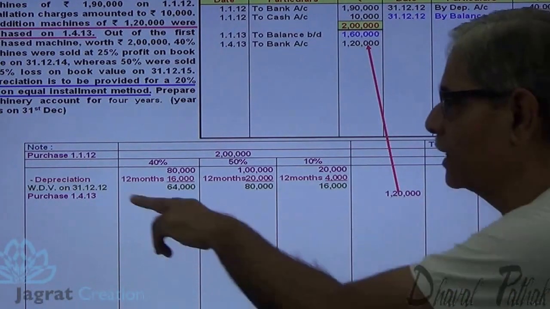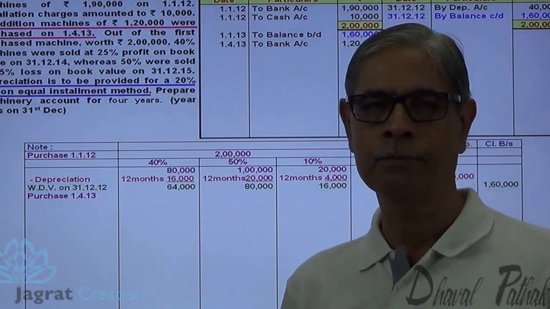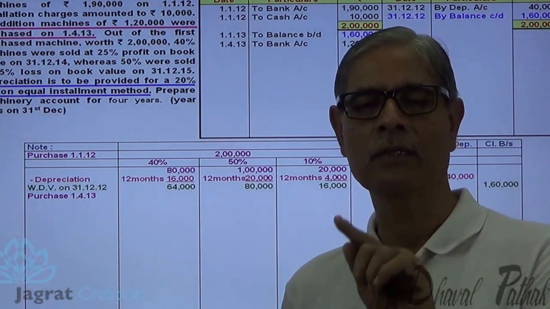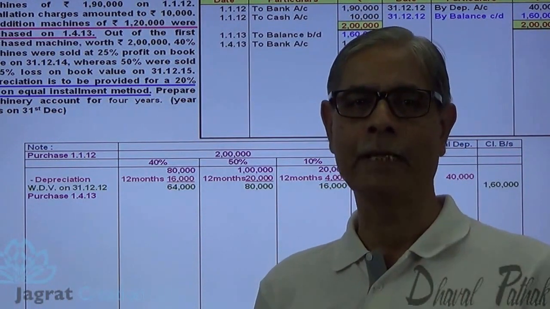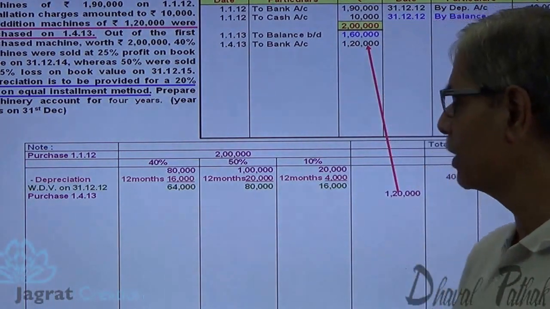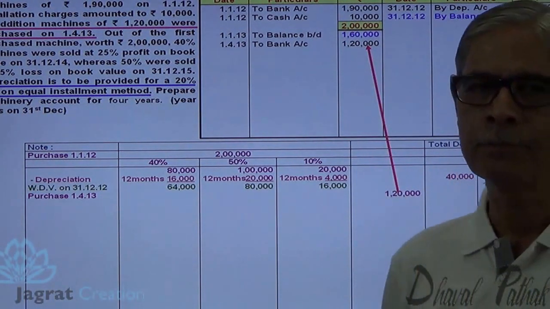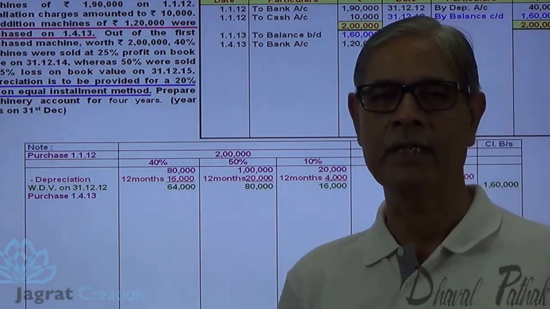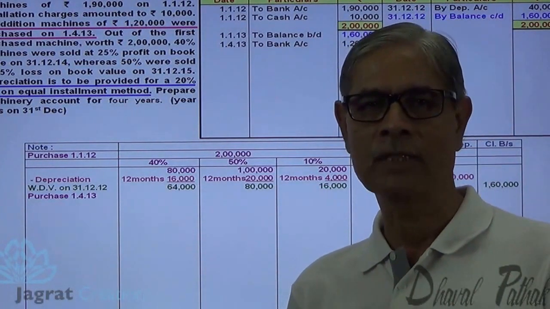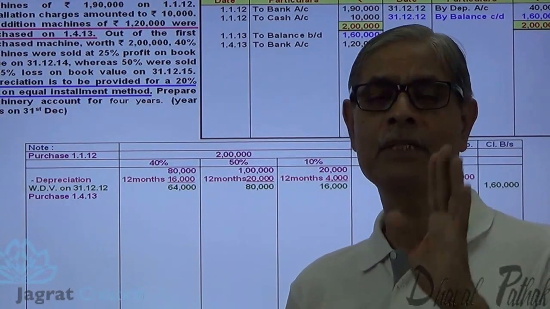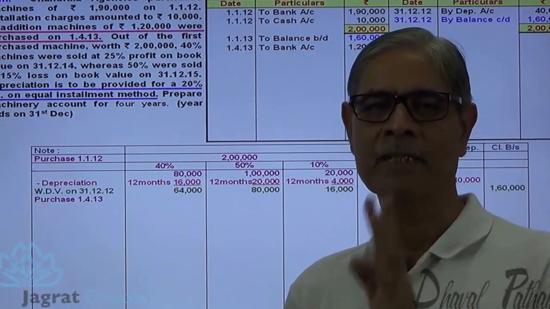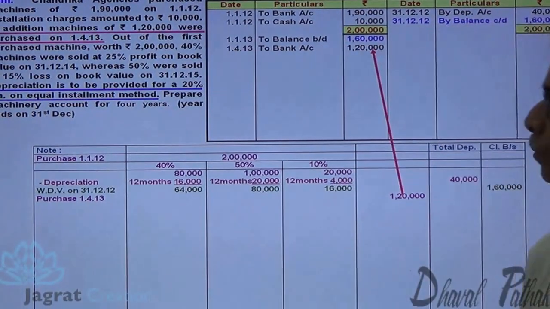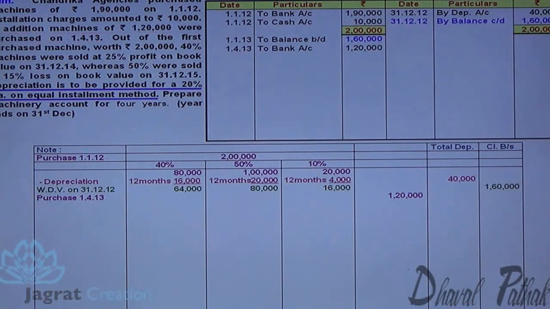This 1,20,000 is purchased on 1/4/2013. So from 1/4/2013 to 31st of December 2013, it has been used for 9 months. So 9 months depreciation will be calculated on 1,20,000. So 1,20,000 into 20%, 24,000. 24,000 is the depreciation for 12 months. So 1 month depreciation will be 2,000. 9 months depreciation should be 18,000. Now let me calculate depreciation.